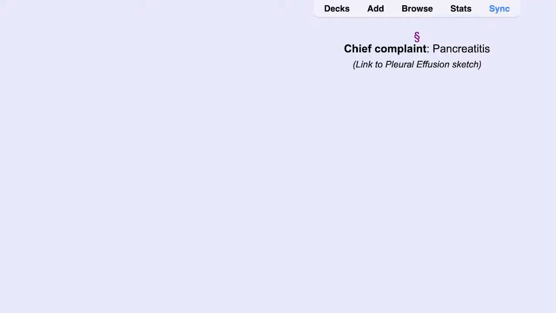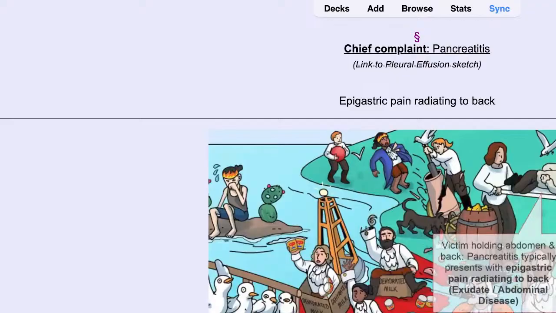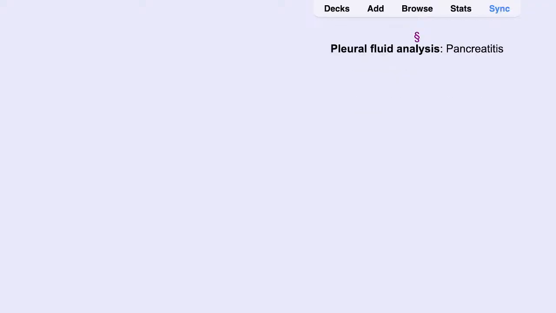Chief complaints of pancreatitis. What are the chief complaints of pancreatitis? Pain, obviously, radiating to the back. Pain is usually a consistent finding. Anorexia, you'll have some nausea, vomiting, that kind of stuff. But mostly pain is the main one.